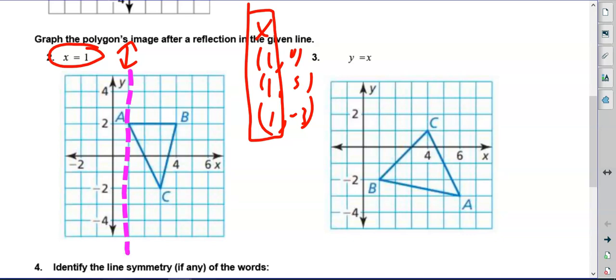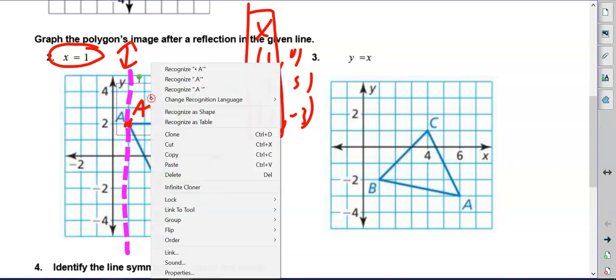So I'm going to count from this point. All right, so A is easy because A is on the line of reflection. We're not counting to the y-axis, we're counting here. So this is also A prime.